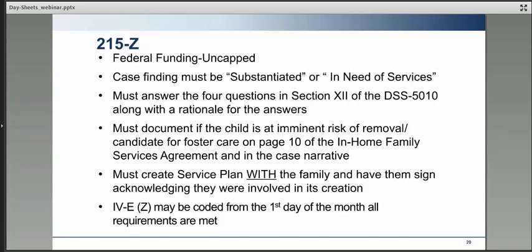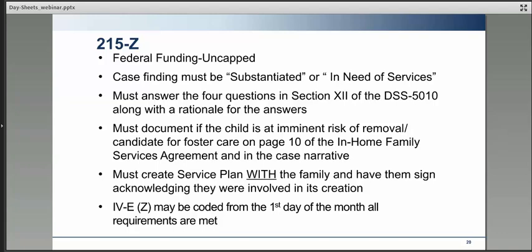Now, Z is federal funding, but you'll notice for the first time we have a fund that's uncapped. What that means is just like it sounds. There's no limit to the funding. While there may be a quote-unquote allocation of 4E, the reality is the more that you code, the more that you will pull down. It is an unending pot of money.